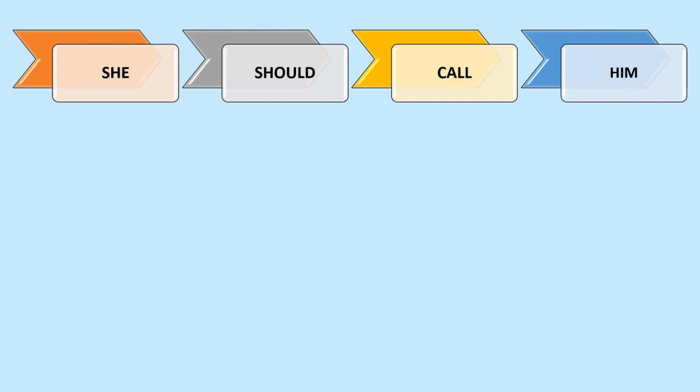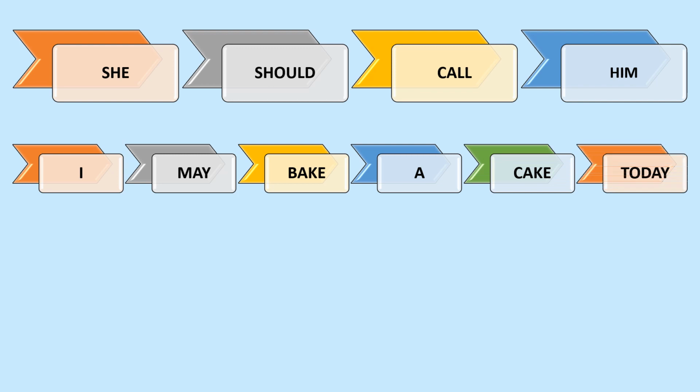She should call him. Okay, she should call him. It tells you something that she needs to call him or she ought to call him. She can call him. She may call him. She must call him. So this word here can give us different nuances of one sentence. Similarly, I may bake a cake today. I will bake a cake today. I can bake a cake today. I must bake a cake today.